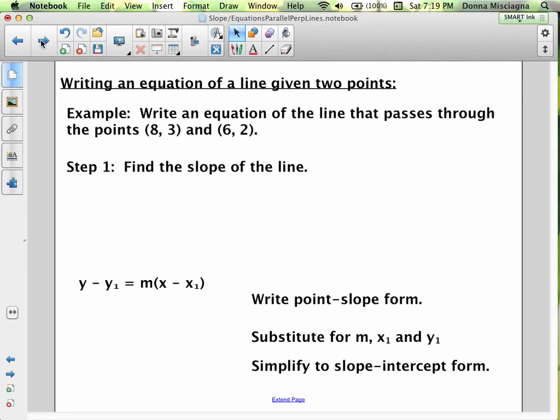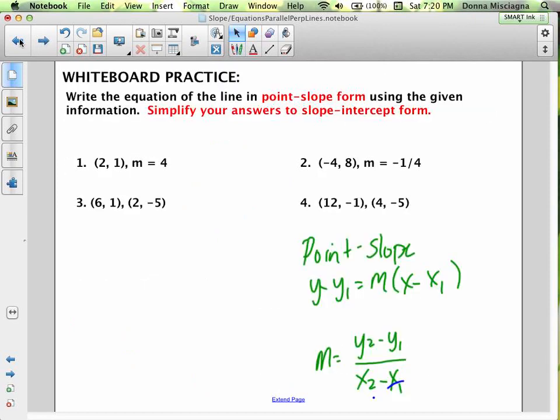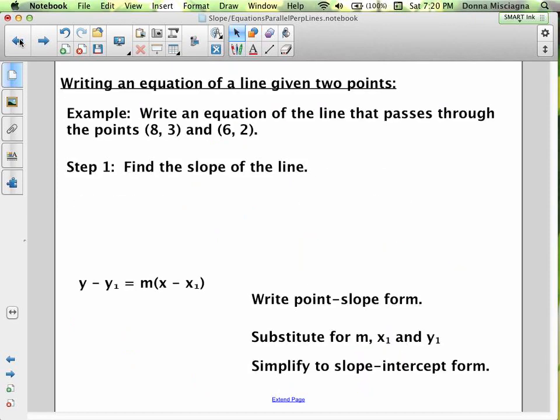I think this might be the last one. Yes, it is. All right, one more. Our first step, of course, is to find the slope. We're writing the equation of a line that passes through the points 8, 3 and 6, 2. So we'll find the slope of the line.